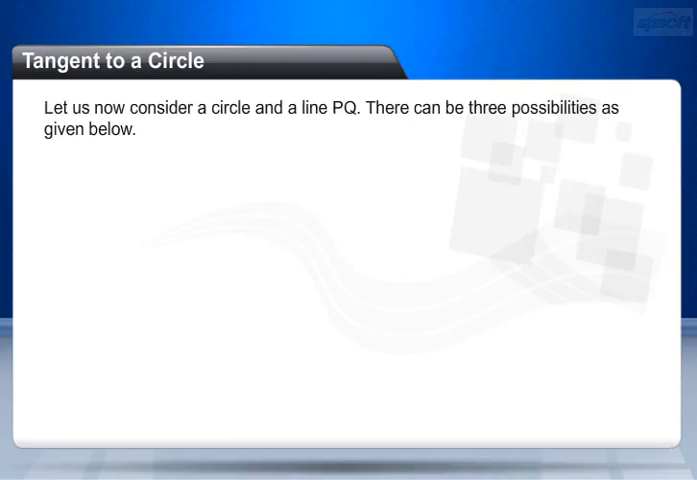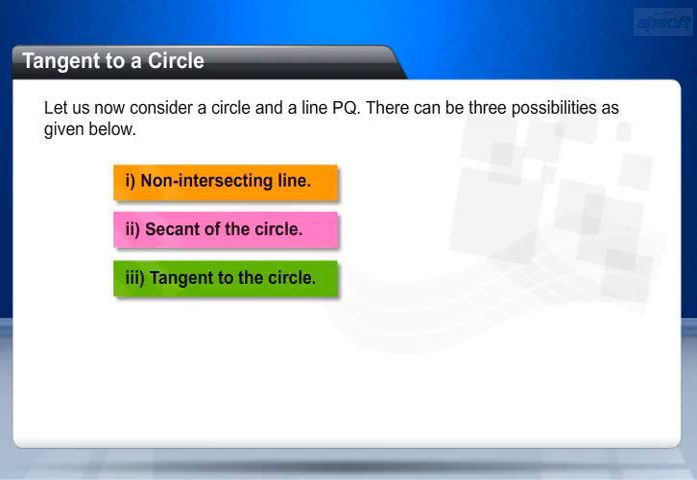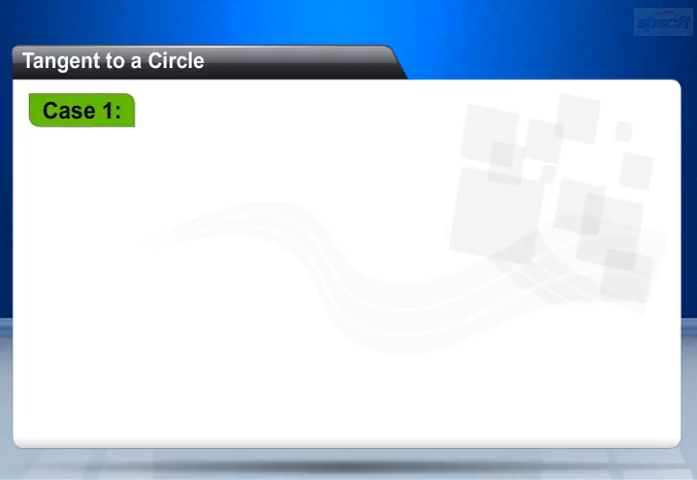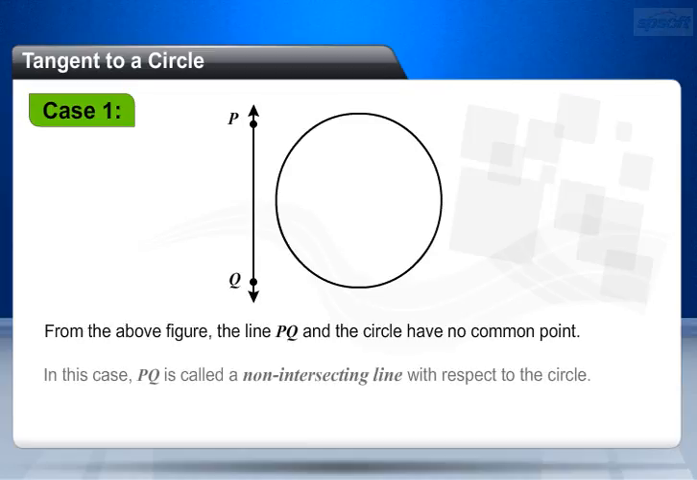Let us now consider a circle and a line PQ. There can be three possibilities, as given below: non-intersecting line, secant of the circle, tangent to the circle. Case 1. From the above figure, the line PQ and the circle have no common point. In this case, PQ is called a non-intersecting line with respect to the circle.